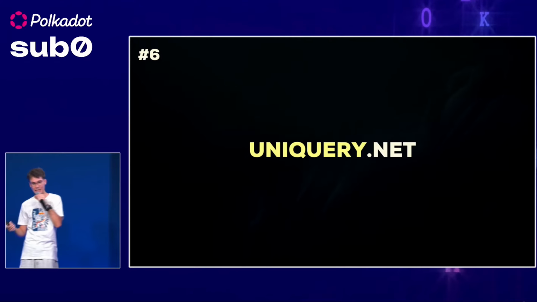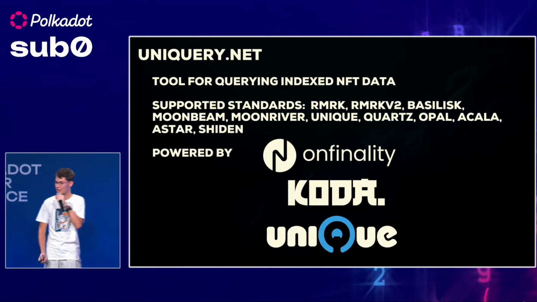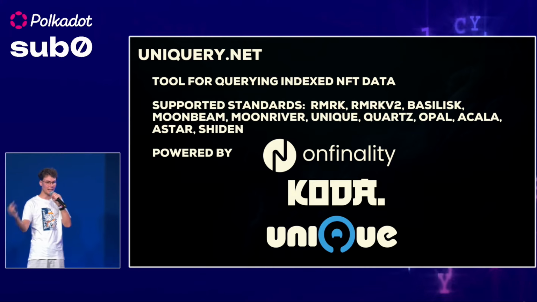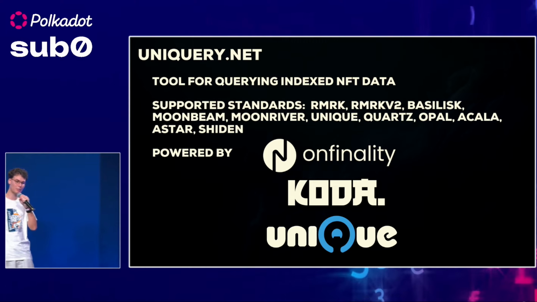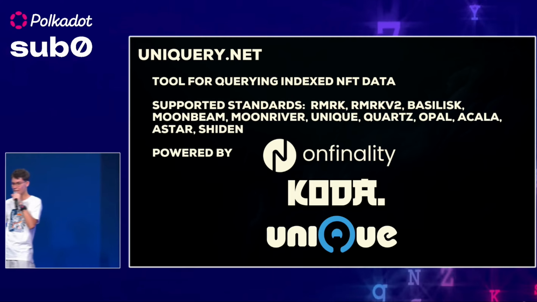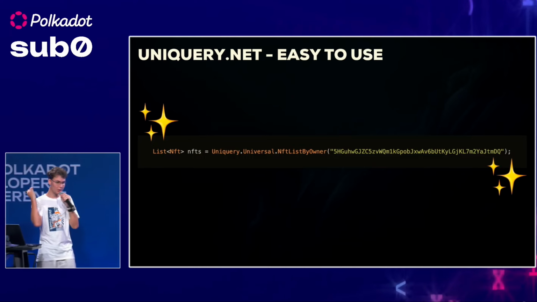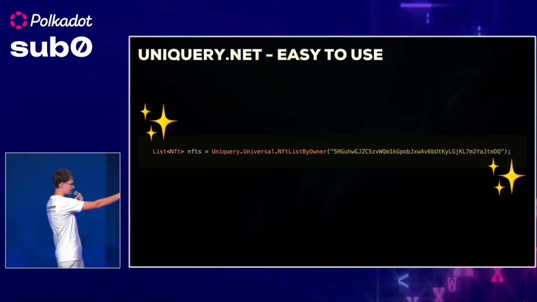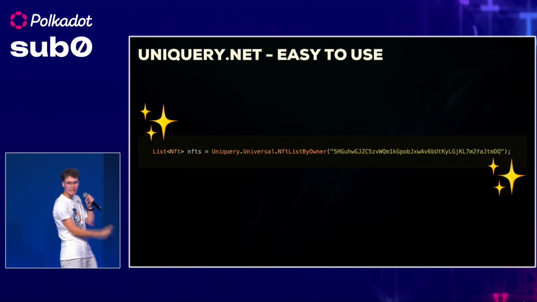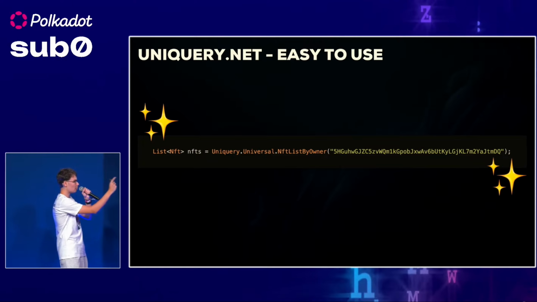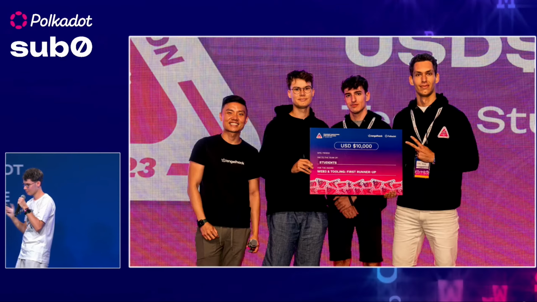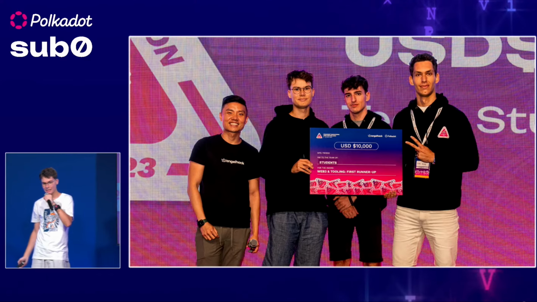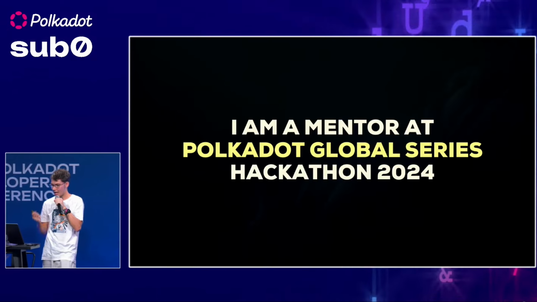And then I've also made UniqueQuery.net. You might like this package if you want to build an NFT game. So what it does is that it allows you to query and index NFT data very simply. It allows many different NFT standards, and you can just do it with a single line of code like this. So if you just type this, it will find all of the NFTs that are owned by that address. And I've actually won a hackathon with this project. I won a second prize.